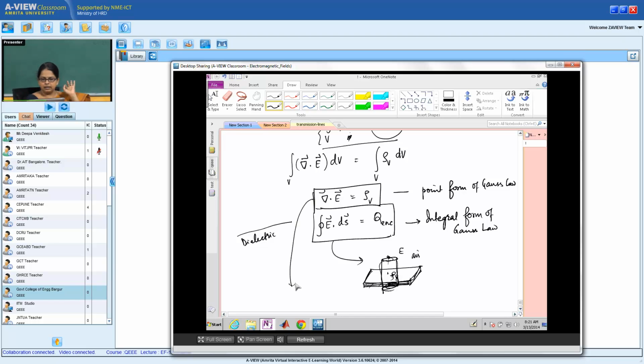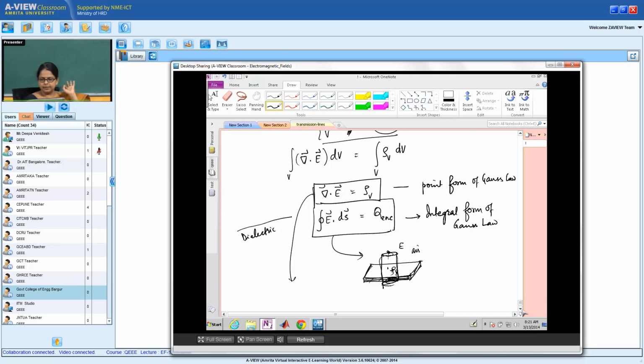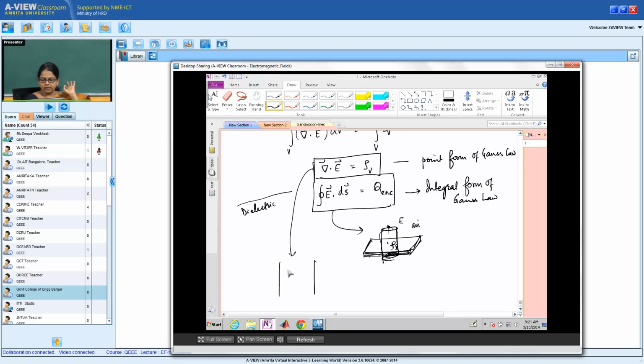But when do I use the point form? For example, in the same capacitor, let's say the plates are infinitesimally big, and I want to know what is the electric field inside. I have plus Q here, I have minus Q here. I am not talking about the boundaries, I am talking about well within the volume. I want to know how the electric field is behaving from plus to minus. Is it decreasing, increasing? What is the nature of behavior? So I am well within a volume of the same material. I want to know the nature of the electric field. I would use the point form. Same with all Maxwell's equations.